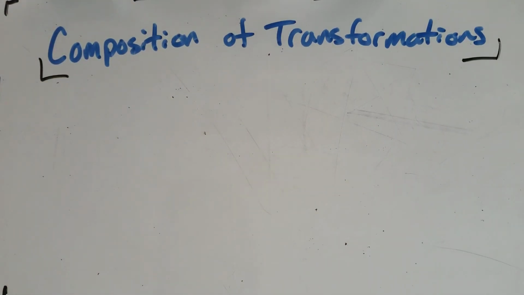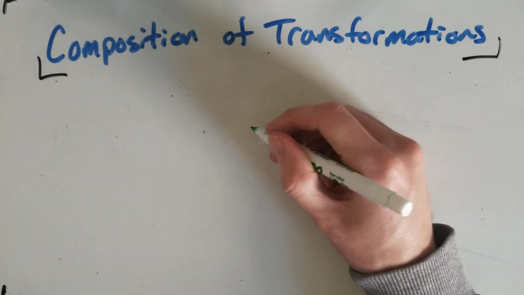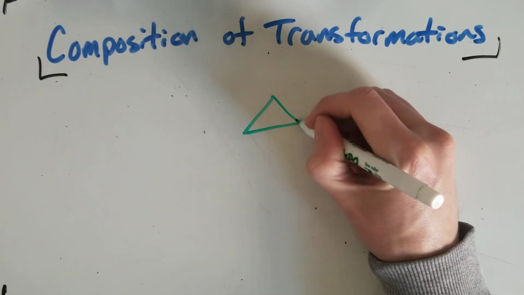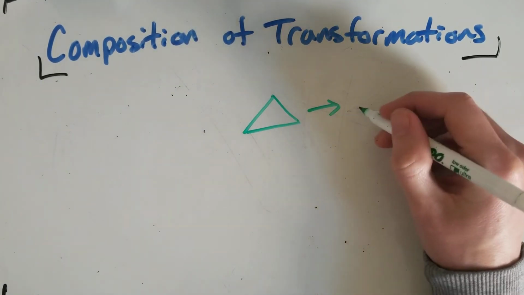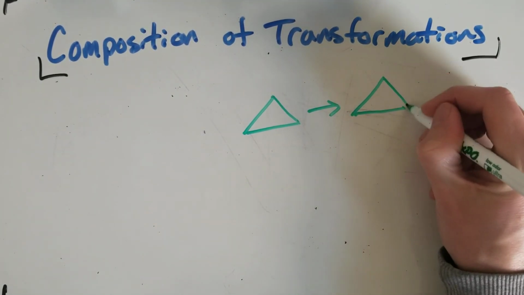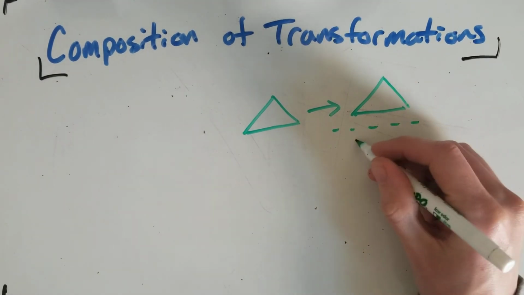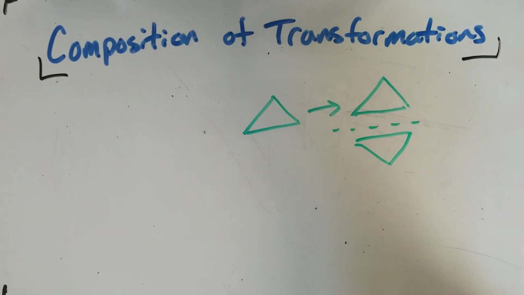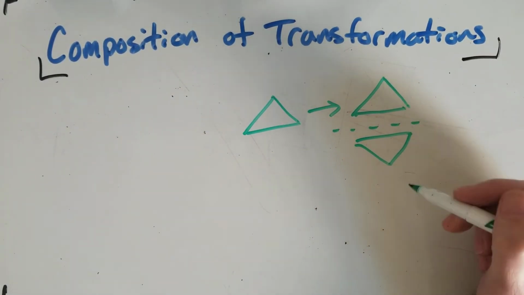Hey guys, today we're going to be talking about what we call a composition of transformations. This is when you have more than one transformation taking place. For example, you might have a translation, and then you might reflect down. So you translate and then you reflect.